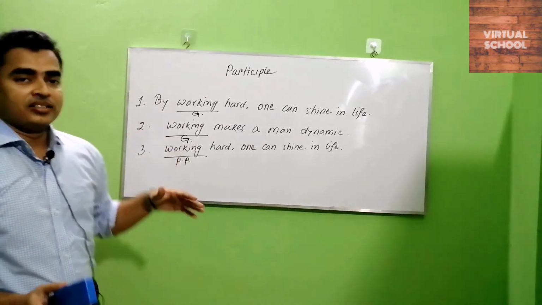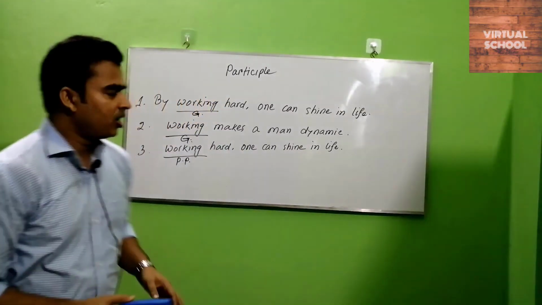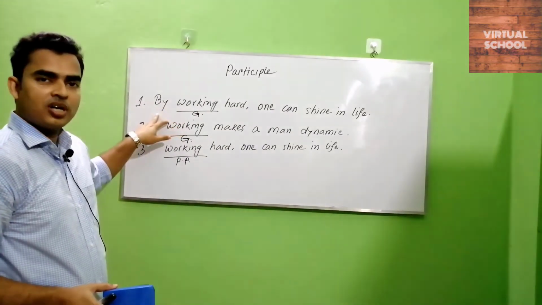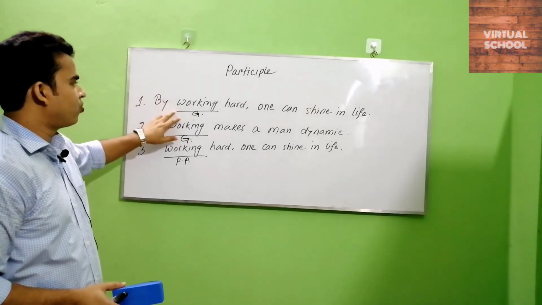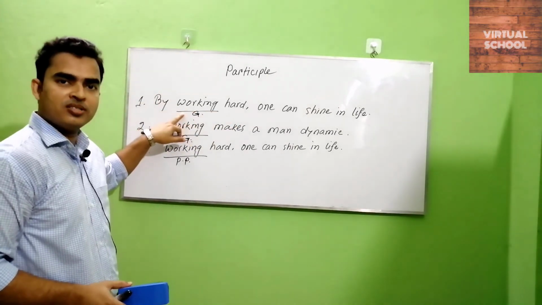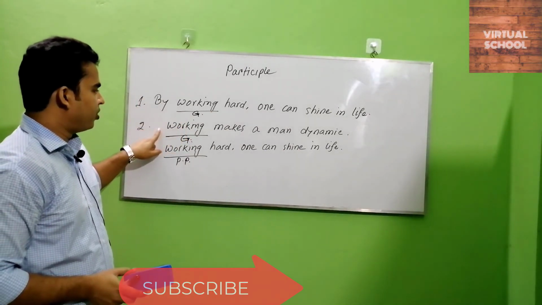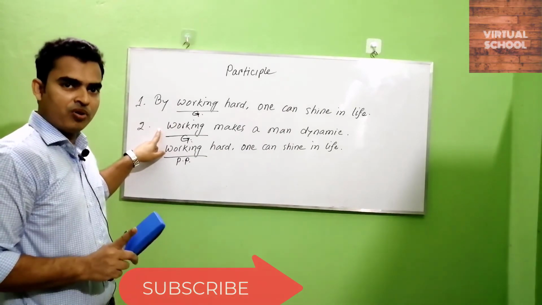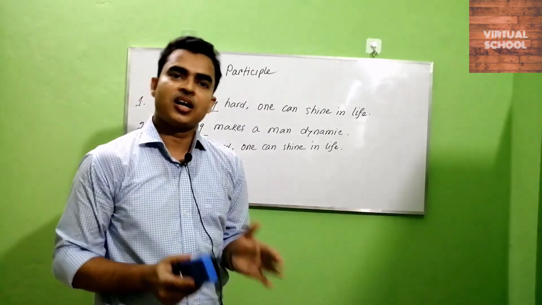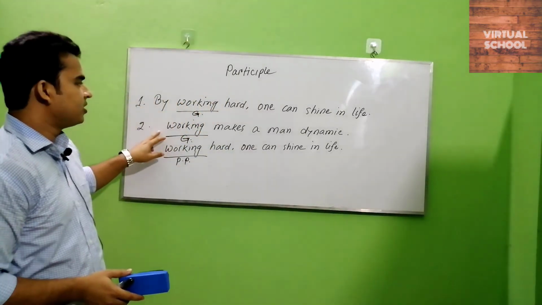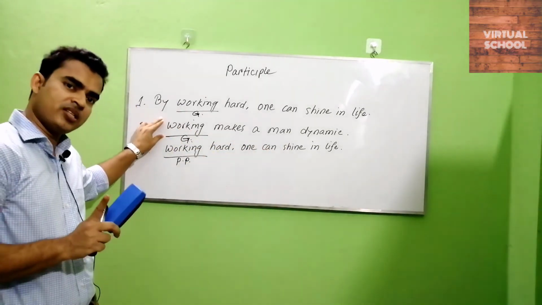In the last class, we learned about gerund and the position of gerund. After a preposition, we use a gerund. Here, by is a preposition. So, by working hard, one can shine in life. Here, working is a gerund. Another thing, working makes a man dynamic. The position of gerund, we know, as a subject. As a subject of a sentence, a gerund can be used. Here, working is the subject, so this is a gerund.